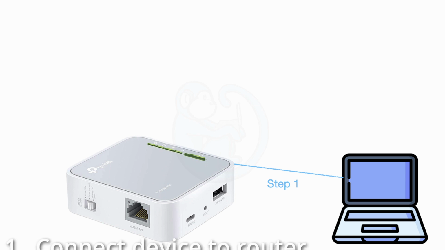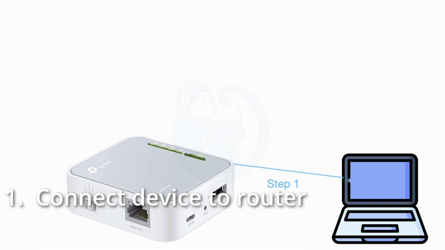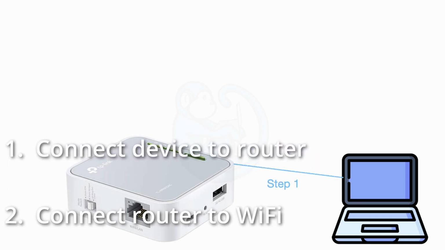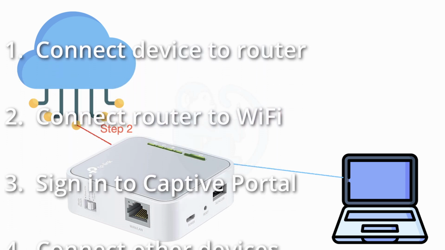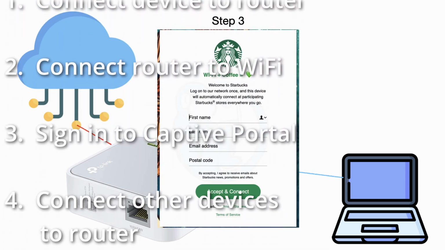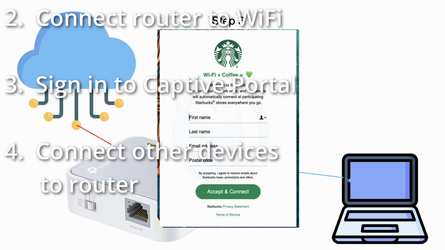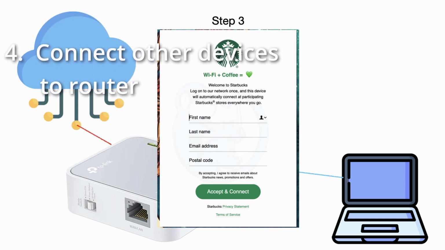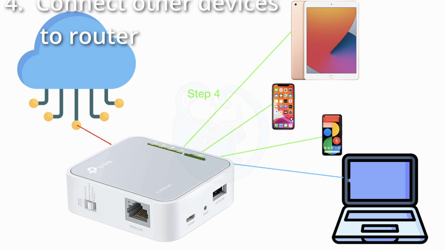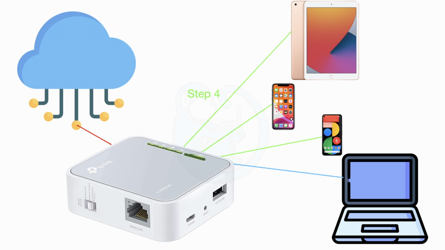The steps to remember are: 1. Use your phone or computer to connect to the router. 2. Configure the router to connect to the desired network. 3. Sign in to the captive portal page with a router, so this clears the path for other devices to access the internet. And 4. Connect other devices to the travel router to use the internet.